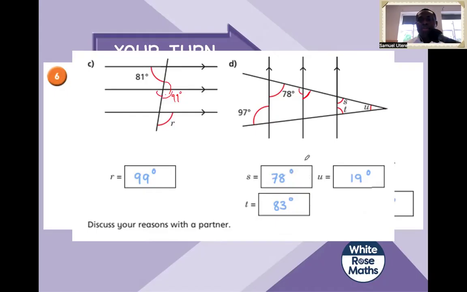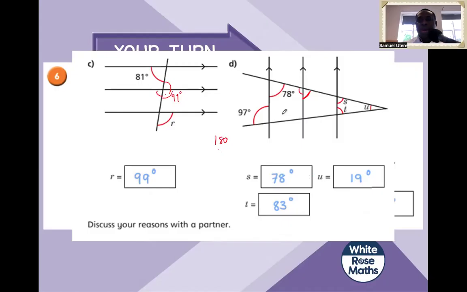And then for T, so we know that's 78 degrees. So for T, we know that these two are co-interior. You can see that they are lying on the same line. So if we do 180 minus 78 degrees. No, that's not what we should do.